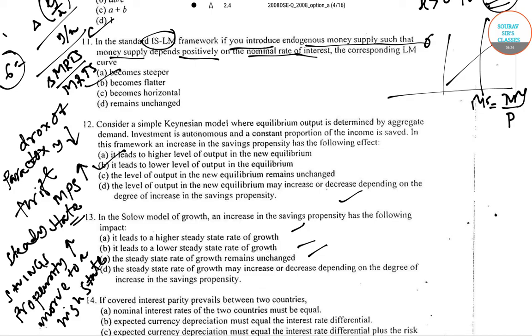But practically, though we are moving to a higher steady state, the growth rate remains constant. You are moving to a higher steady state where the output is getting higher, but the growth rate remains the same. So in the case of the Solow growth model, the steady rate of growth remains unchanged. So option B is the correct answer.